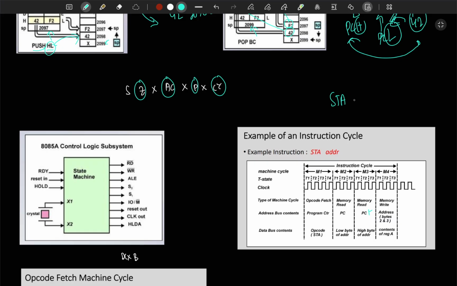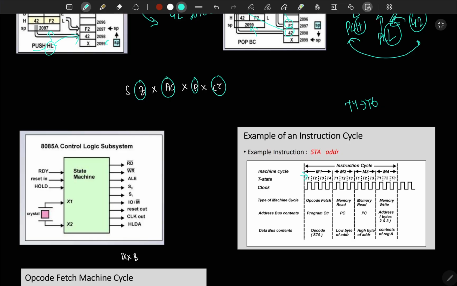So store address, maybe A280H. Okay, so it takes the opcode fetch, then it reads the lower byte, then it reads the higher byte, then it writes to bytes 2 and 3 the content of register A. Now this is for fetch. So opcode fetch actually has T4 till T6. It depends on the opcode. In this case, STA has 4 clock cycles.